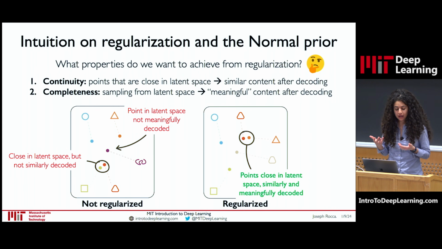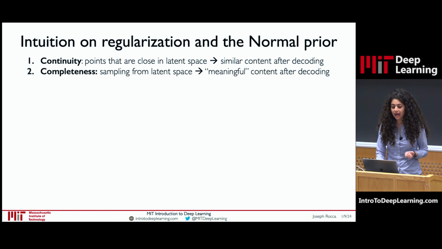If we impose some form of regularization, what this amounts to is that points that end up close in the latent space are similar when they're decoded, and they're decoded meaningfully. We're going to get roughly triangle shapes out for both of these two points that are located very close to each other in the latent space. That gives us a sense of why regularization can be useful. Why does the normal prior help us?